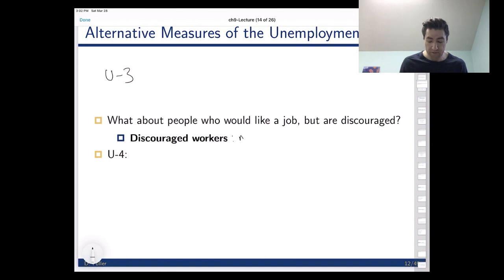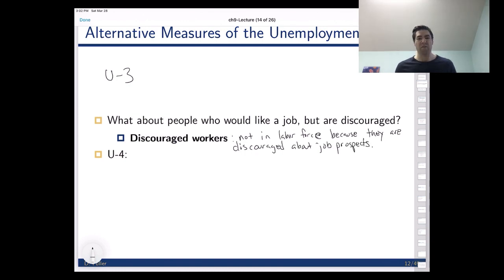So these people are not in the labor force, meaning they're not looking for work and they don't have a job because they are discouraged about their job prospects. Okay, so this is a group that you could reasonably think maybe we should count in the unemployment rate.